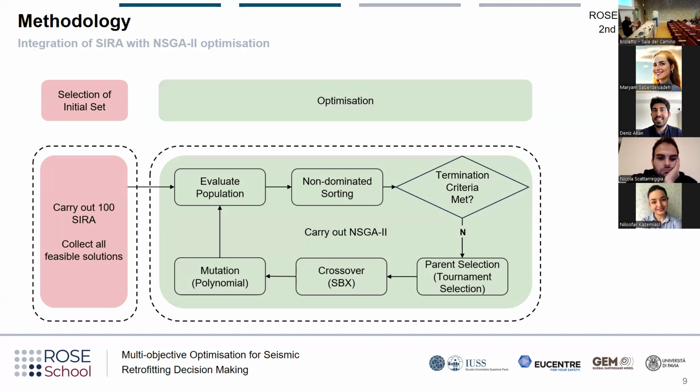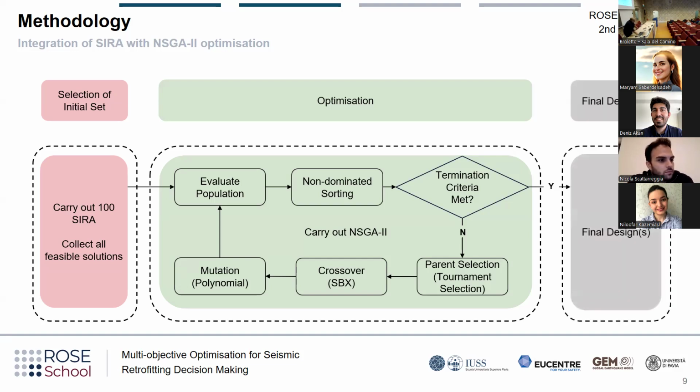It starts with the evaluation of the population, non-dominated sorting, selection of the parents, doing the crossover and the mutation, and the next generation is evaluated and it returns. And until the termination criterion is met, we continue the procedure. In this study, we selected the number of generations to be 50 as a termination criterion. So we have 50 generations with 100 individuals in the population. So 5,000 different buildings are assessed and checked based on the objectives. And then we have the final designs at the end as a Pareto front.